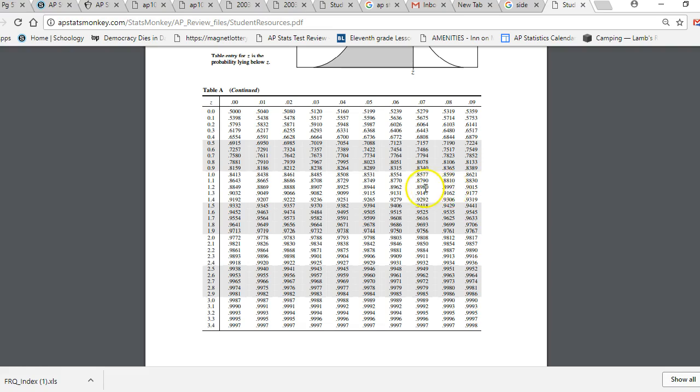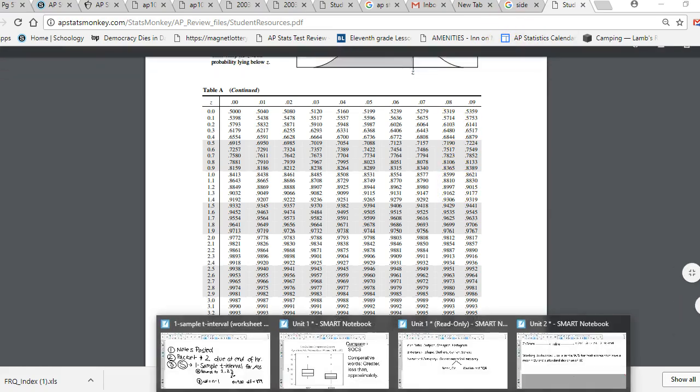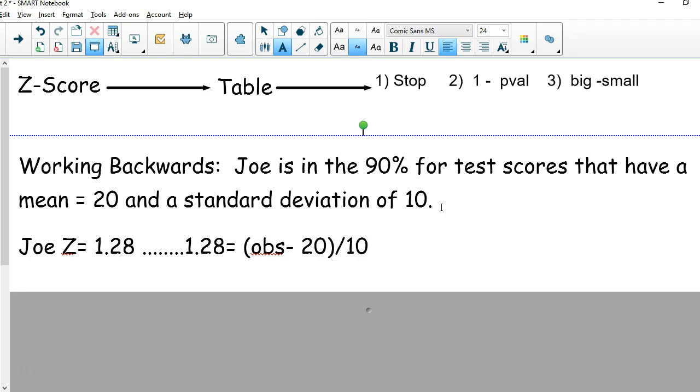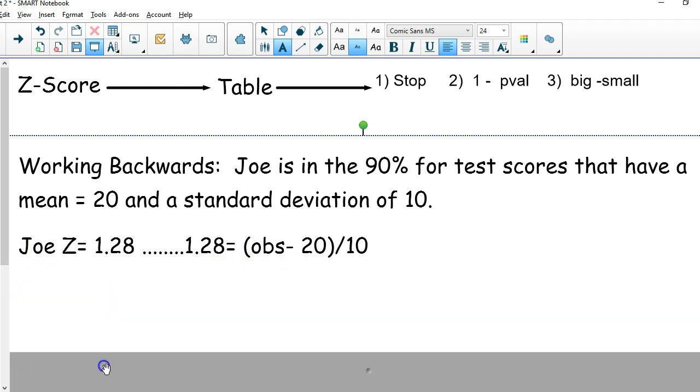You go and you follow, and that's going to give me 1.28, okay? So that means Joe, by going backwards, had a z-score of approximately 1.28. Well, then I'm going to put that into my z-score formula. 1.28 equals my observation minus my mean of 20 divided by my standard deviation of 10. z equals x minus mu over sigma. I'm going to solve for my observation, and that's going to give me Joe's score.